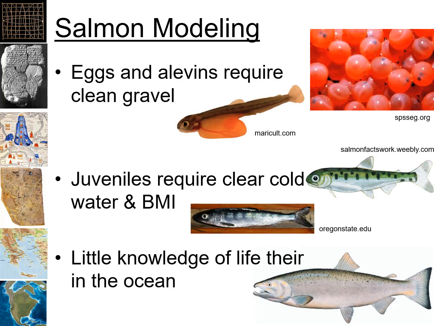So when we model it, you start with eggs and alevins, the little baby salmon that have a yolk sac still attached. They need clean gravel, clean cold water with gravel in it, and they actually live in between the gravel until they get big enough, and then they're moving through cold, clear water. If it heats up, they die, and they need BMI to be able to eat and survive. And then they move downriver, and as they do, of course, they have to have enough water to be able to do so. Then they get out in the ocean where we really don't know a lot.